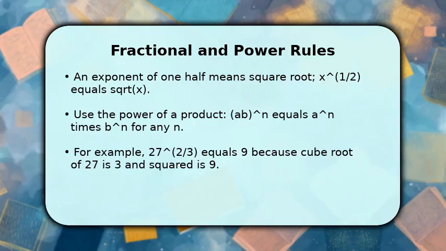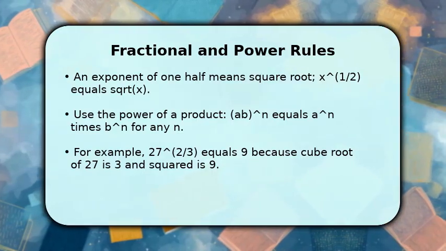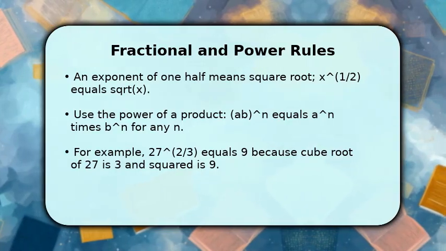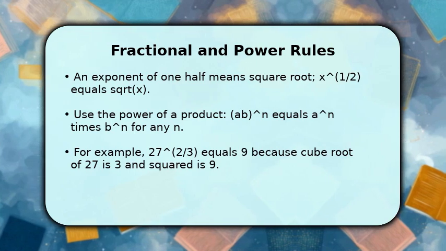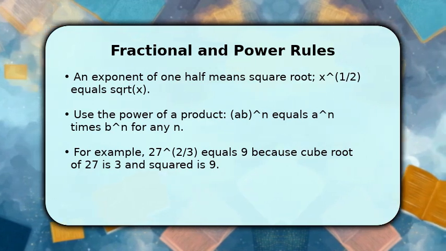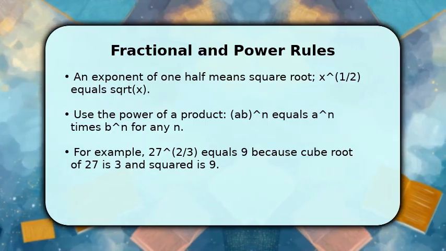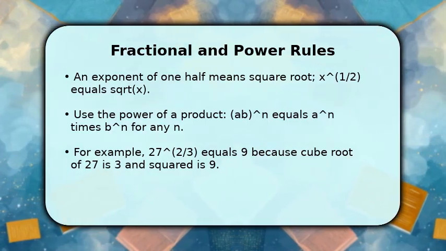Combine fractional exponents by converting roots to rational powers before simplifying. For example, 27^(2/3) equals 9 because cube root of 27 is 3 and squared is 9. Practice several numerical examples to see rules work consistently every time.